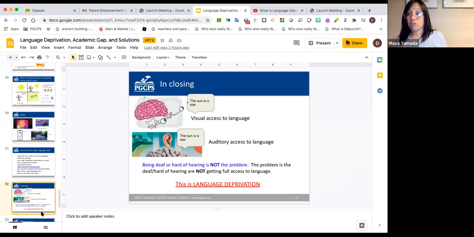So remember, there is nothing wrong with deaf and hard of hearing people. We are not disabled. The only barrier is language. So whether it's a visual access or auditory access, the brain doesn't care as long as it's getting the language access. So the problem is not being deaf or hard of hearing. The problem is they're not getting access to language. And that's what it means to be language deprived.